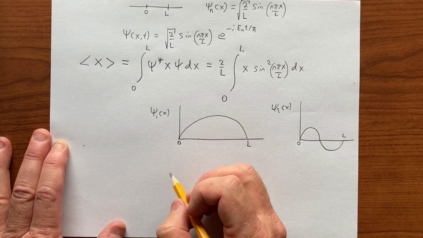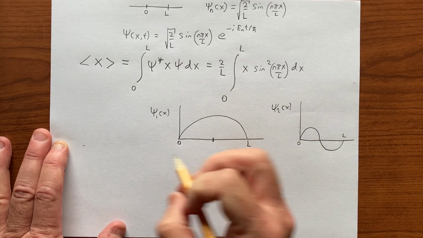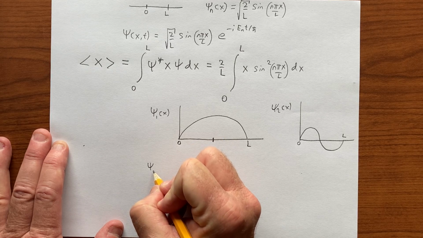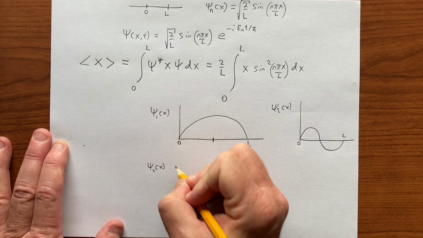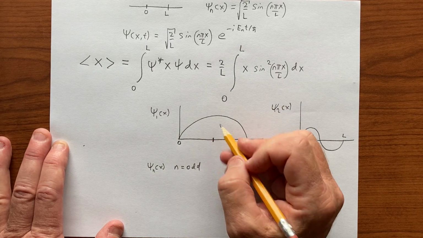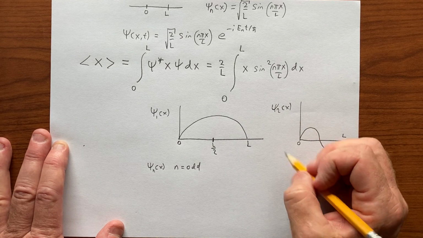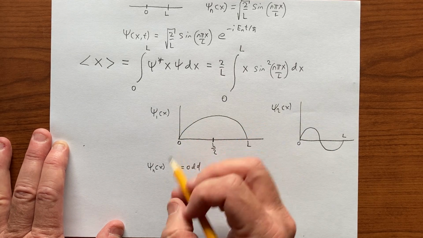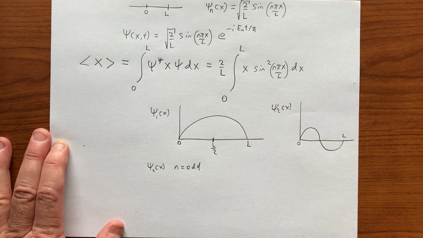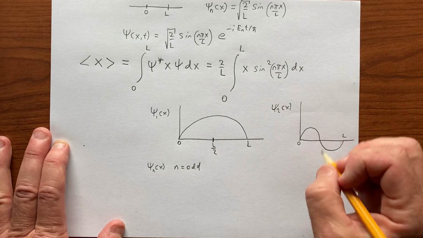but the point here is that this psi 1, and of course all the psi n of x's with n odd, are symmetric about L over 2, and so are the psi odd n squared, right? When you square these functions, the parity doesn't change. The functions are still even.